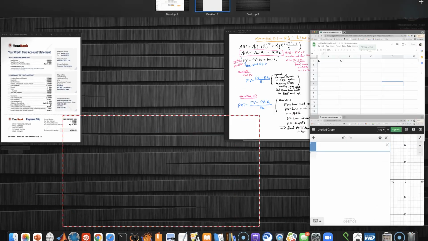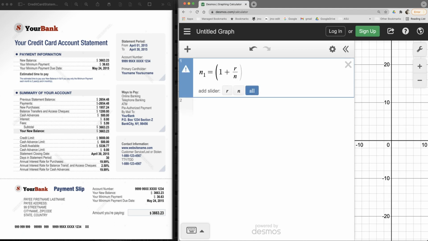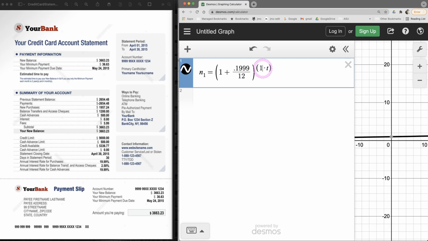Sorry, going to my calculator. We're familiar with n1. Okay, we know that it's 1 plus r divided by n to the n times t power. Oops, sorry. To the n multiplied by t. Okay, and we don't know some of these quantities. We know that the interest rate here, we can see it is 19.99%. That's the APR, so 0.1999. And then we're going to divide by 12 compoundings per year, right?